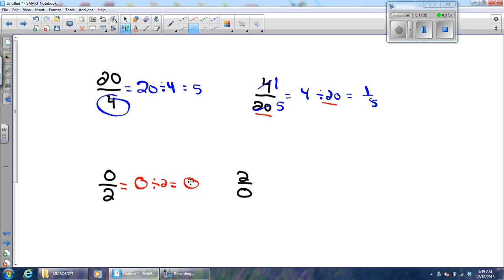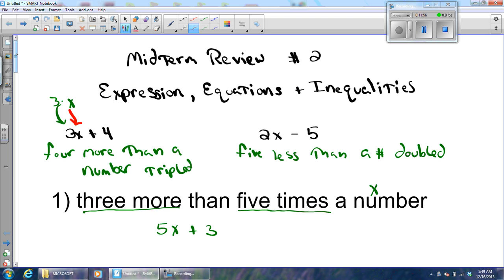However, the next one, 2 over 0, and again, I said not to read it like that. This problem is actually 2 divided by 0. This is where your warning bells go off. Look, I'm dividing by 0. This is undefined. So it depends what number is in the denominator. If there's a 0 in the denominator, the problem is undefined.